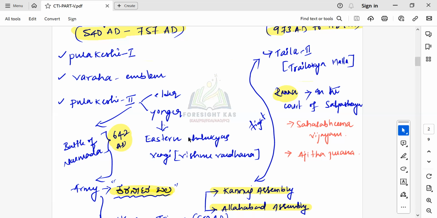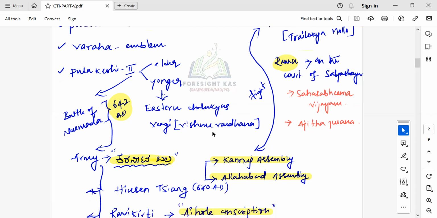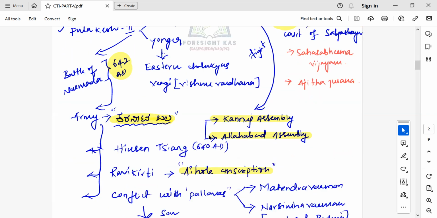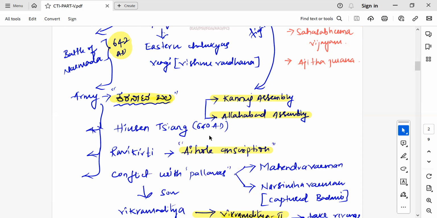Pulikeshi had one younger brother, who was given an independent kingdom, which later became the Eastern Chalukyas, who ruled part of present-day Andhra Pradesh with Vengi as the capital. So remember, the Eastern Chalukyas are important. When we discuss these things overall, it will come. Then again, Karnata Bala is the name of the army which they have named. This is very important.